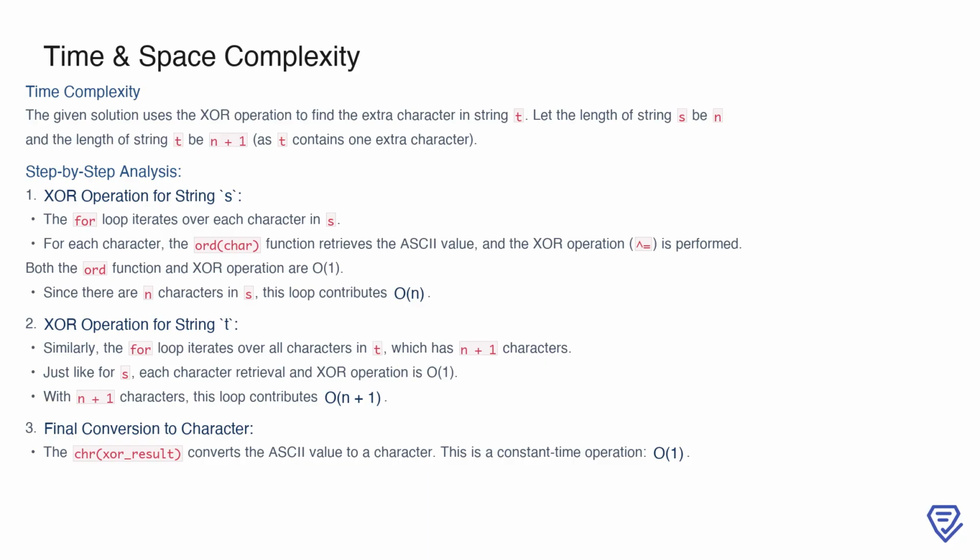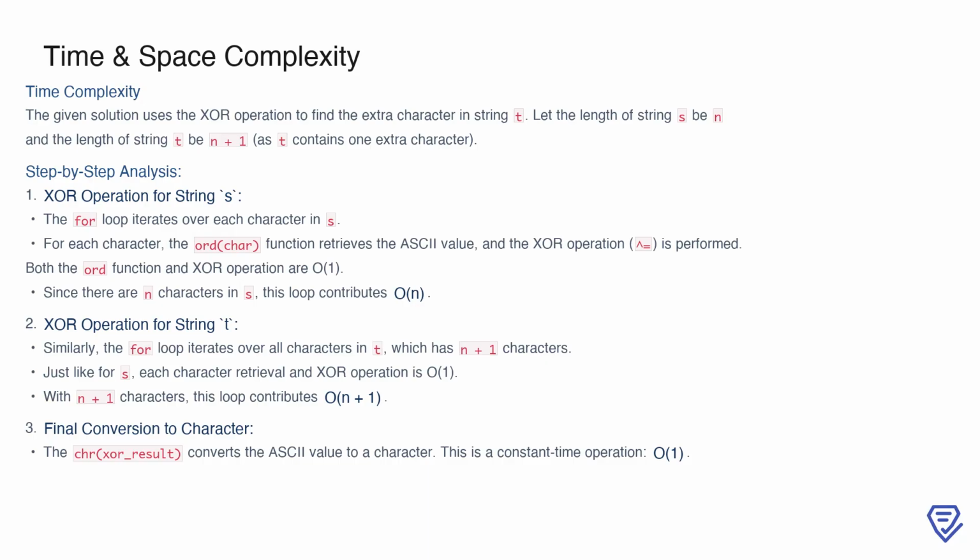First, we perform XOR operations on all the characters in S. This involves a loop iterating over each of the n characters, where for each iteration, we retrieve the ASCII value of the character using the ord function and apply the XOR operation. Both of these steps happen in constant time, or O(1), per character. Since the loop runs n times, this part of the algorithm contributes O(n) to the total time complexity.